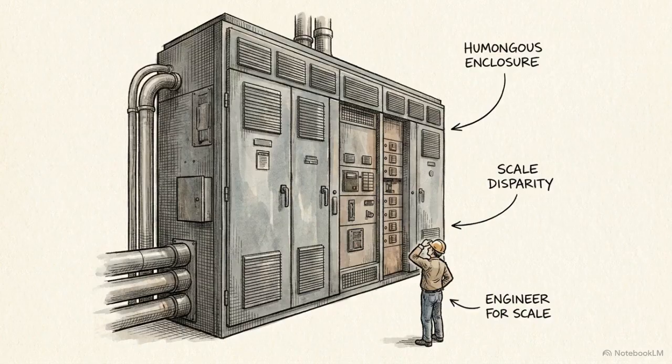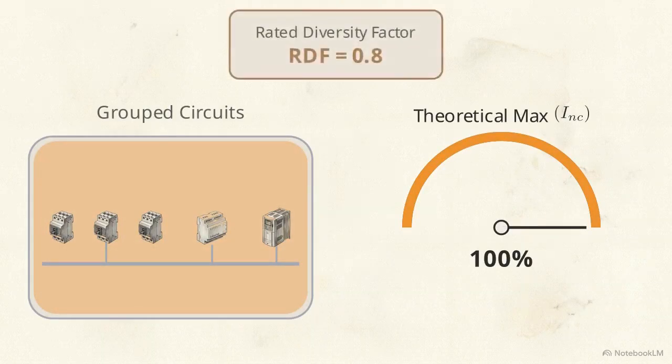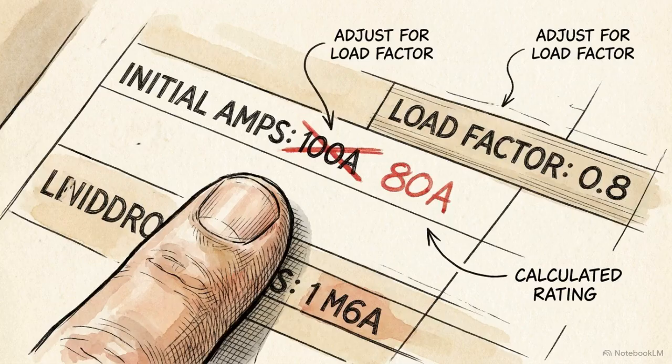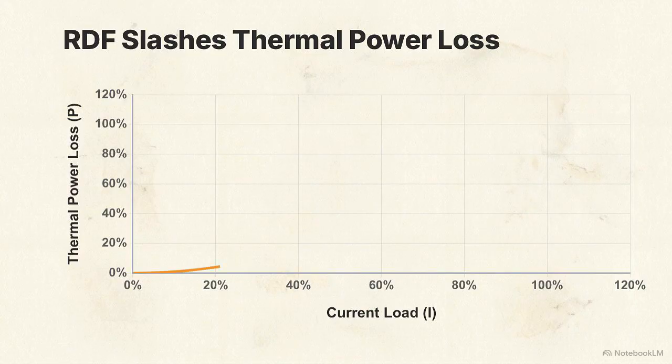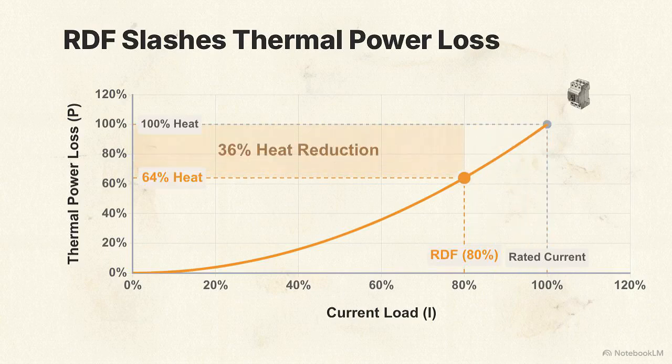Assuming every component will run at 100% capacity continuously results in massively oversized and expensive enclosures. To find the realistic operating heat, engineers apply the rated diversity factor, or RDF. This represents the actual percentage of the rated current drawn by grouped circuits simultaneously. By applying an assumed load factor, typically around 0.8 based on the number of circuits, we determine a much lower, realistic operating current. Because thermal power loss increases exponentially with the square of the current, applying the rated diversity factor significantly reduces the final installed power loss calculation.